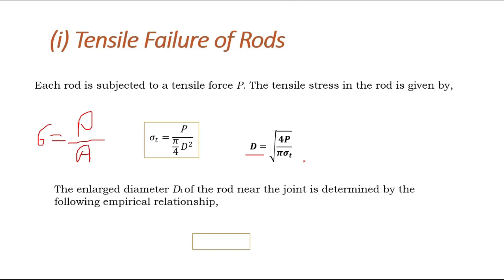Then we will find the enlarged diameter, D1 we can say, near the rod. We find that from an empirical relation, which is capital D1 equal to 1.1 times the diameter of the rod d, which we calculated in the previous step. By using this you can find the enlarged diameter D1.